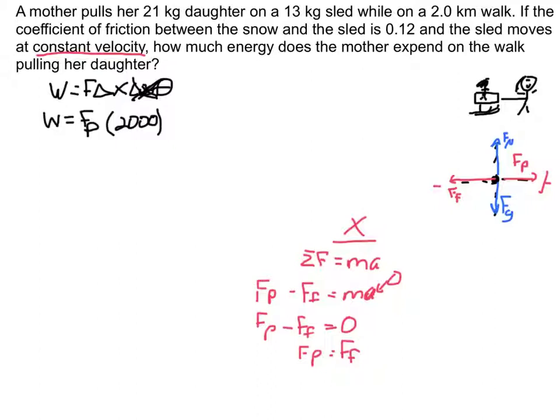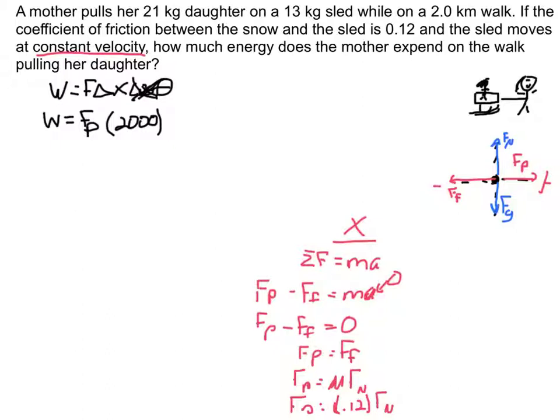Now force of friction can always be broken down, right, into mu times normal force, Fn, and I know what mu is. That leaves me just wondering what normal force is. So Fp is going to equal, let's see, 0.12 times normal force. And if I can figure out normal force, I got force of pull, and if I got force of pull, I've got my work.